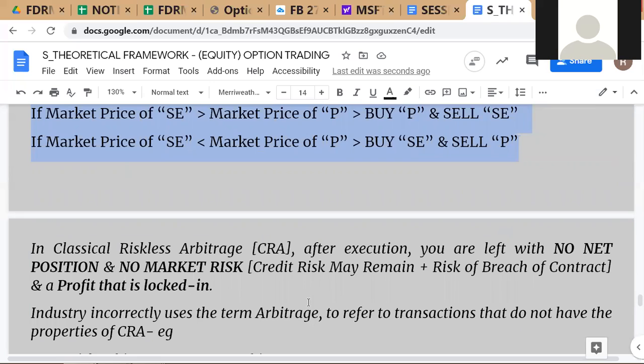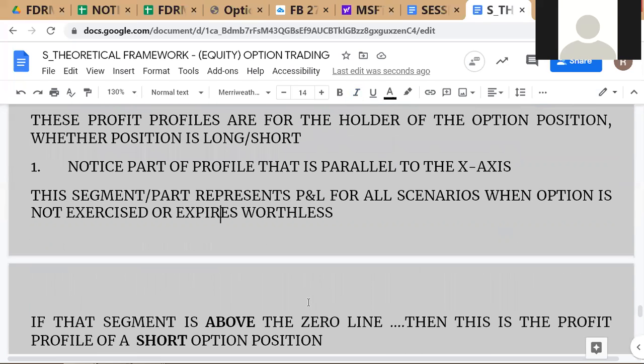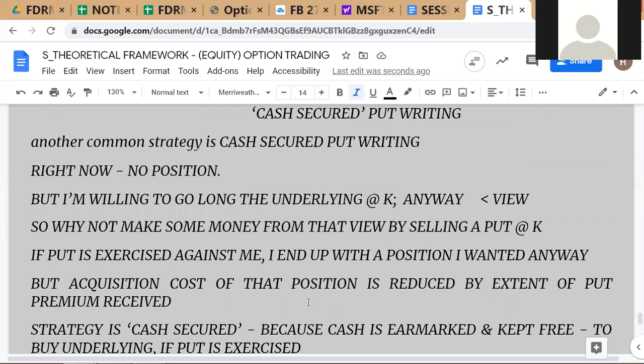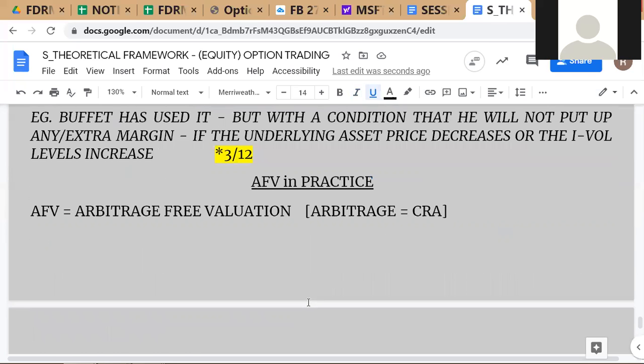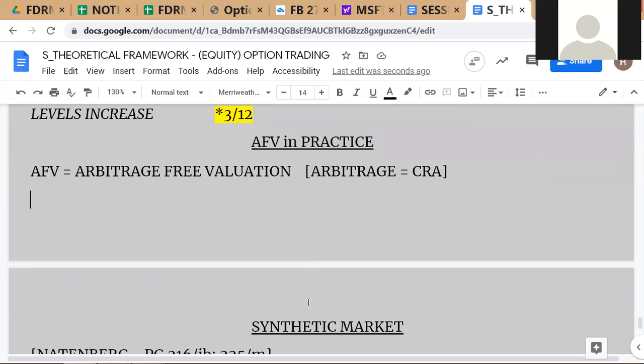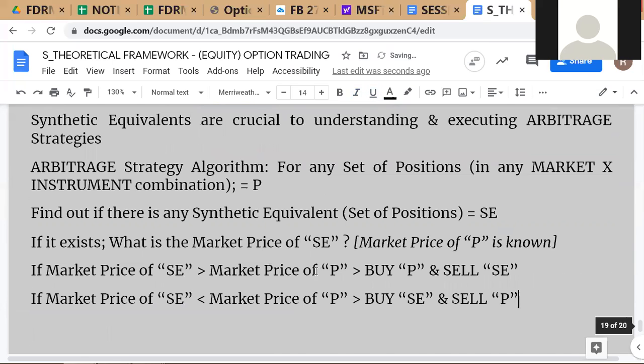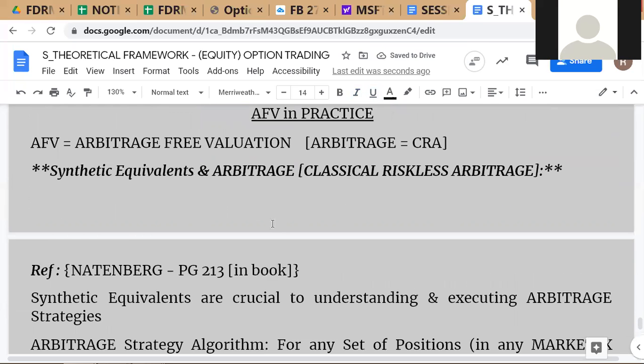So you already have a flavor of arbitrage-free valuation, but I'll just make sure that we understand the correct use of the term. So we'll recap this a little bit, right? That synthetic equivalence in arbitrage, classical riskless arbitrage here.